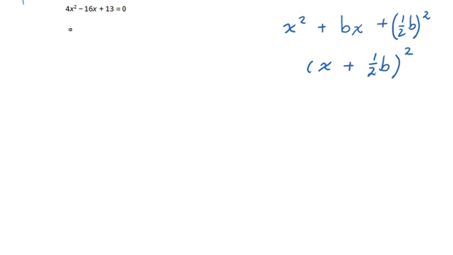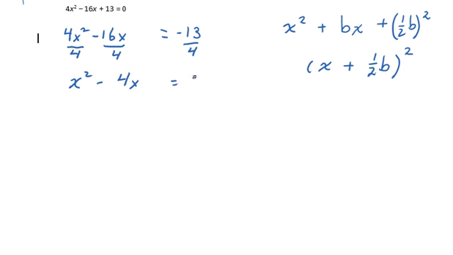So first I will subtract 13 from both sides to get negative 13 on the right. But I still don't have 1 as the coefficient of x. So I'm going to divide everything by 4. All three terms by 4. This is going to give me x squared minus 4x equals negative 13/4.